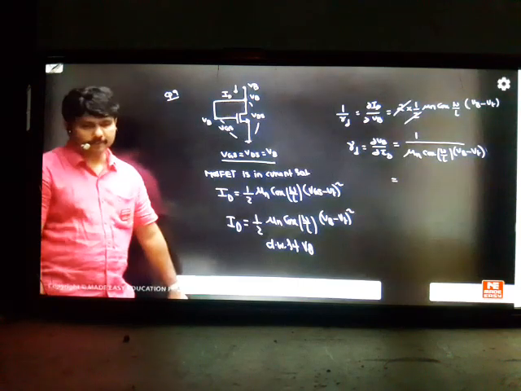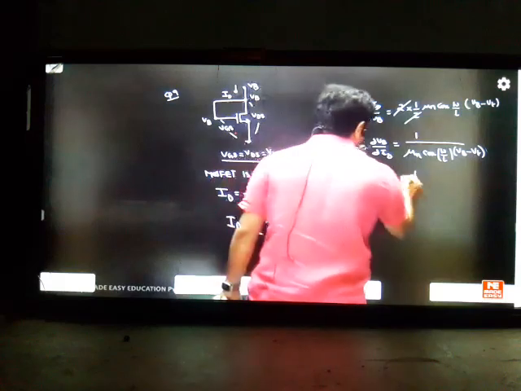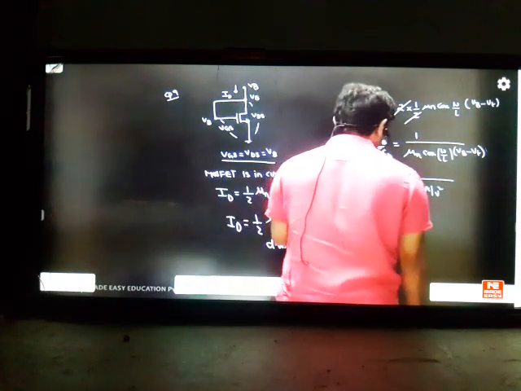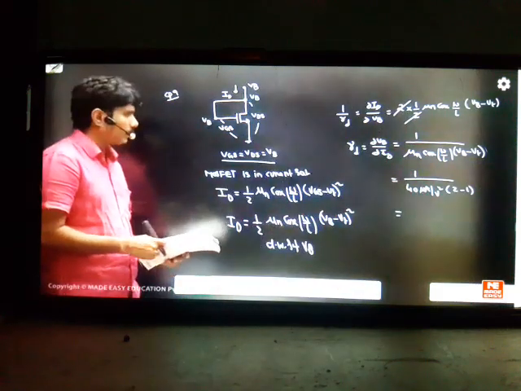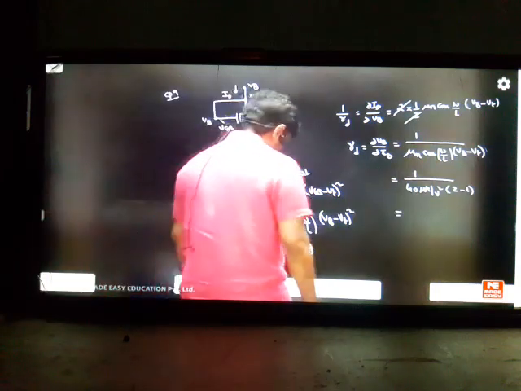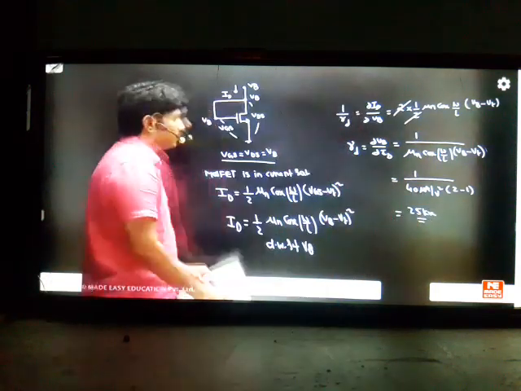This is the way to do these questions. Simple basic questions. Mu n Cox W by L is 1 by 40 microampere per volt square. This is the data given. And VB is going to minus 1, so 2 minus 1, neglecting channel length effect. So the answer is coming to be around 25 kilo ohms. 25 kilo ohms is the correct answer. This is how you can solve that GATE question.